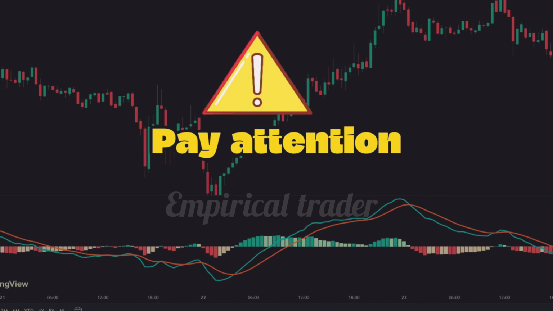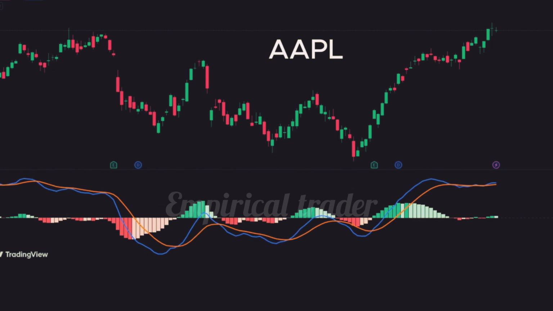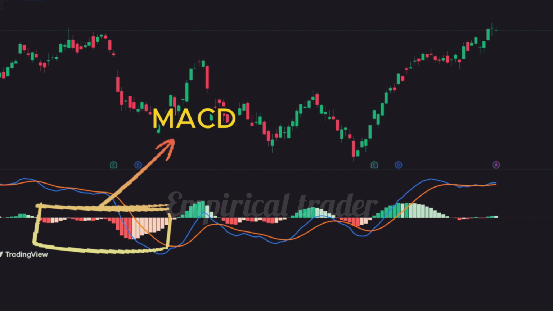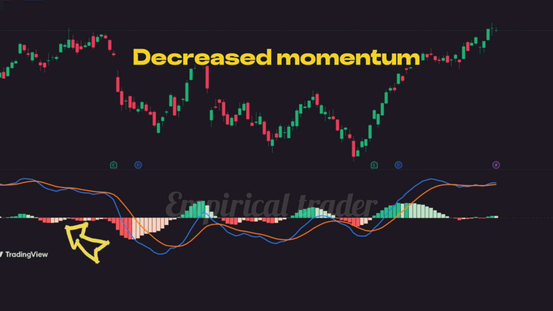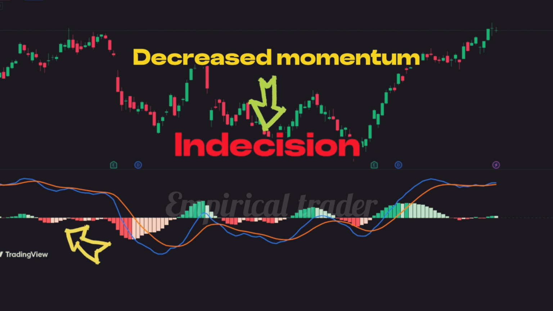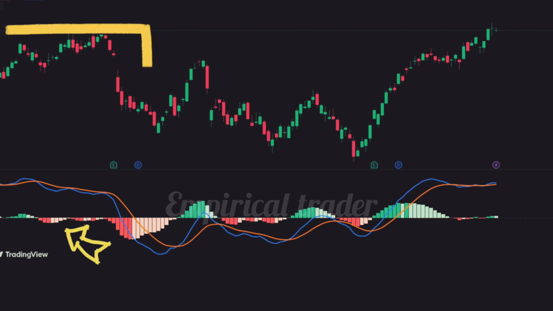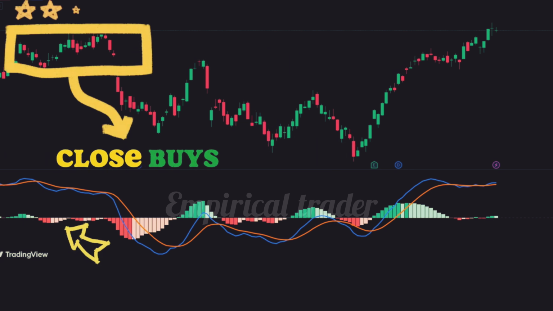Please pay attention. This is the Apple stock on the daily time frame. By applying the MACD indicator, we can see how price behaved related to our indicator. First off, the MACD histogram candles were small. Remember what that means? It shows decreased momentum. And what does decreased momentum signify? Indecision in price is the answer. In this case, we would like to look for closure of the past buy positions, securing profits, and wait for the next signal.